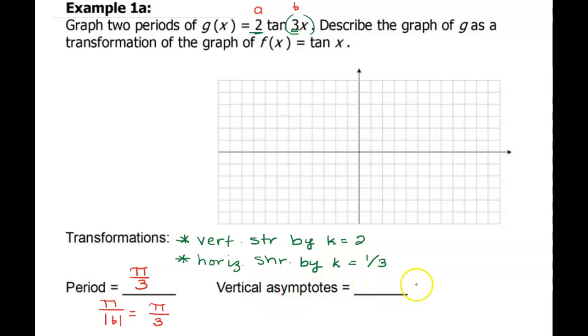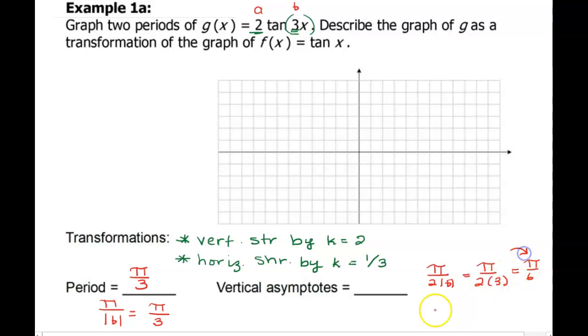Now for my vertical asymptotes, I'm going to do pi over 2 times the absolute value of b, which is pi over 2 times 3, which is pi over 6. And we're going to do every odd multiple of this. So it'd be pi over 6, 3 pi over 6, which is pi over 2, 5 pi over 6, 7 pi over 6, and so on and so forth.